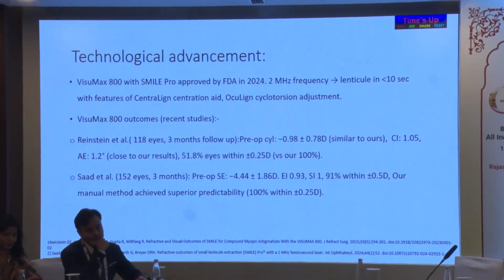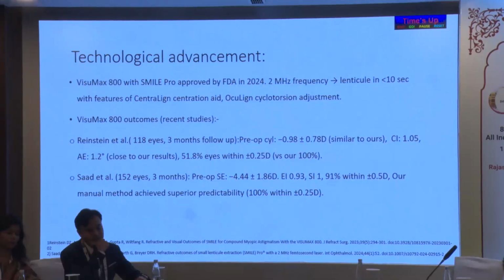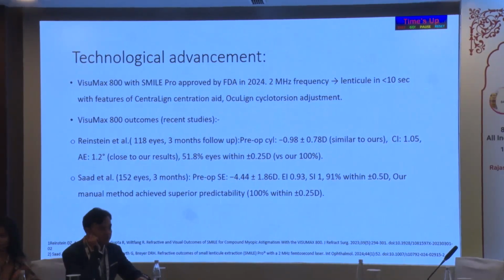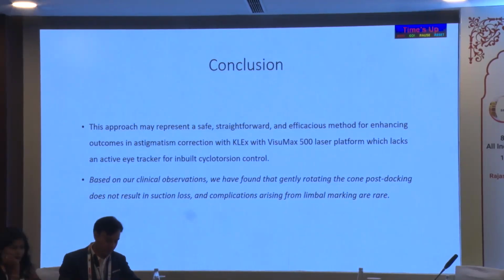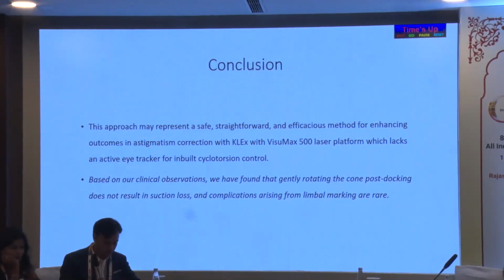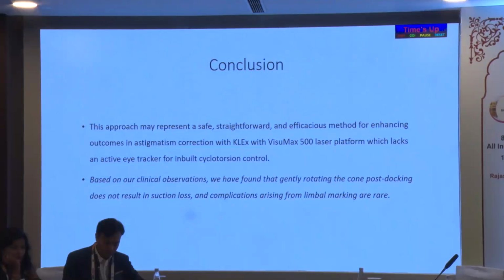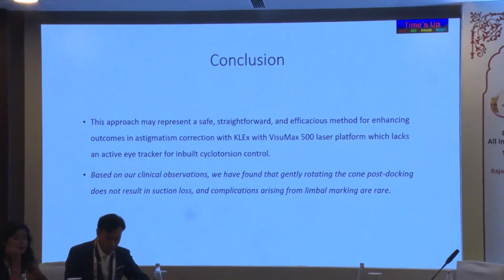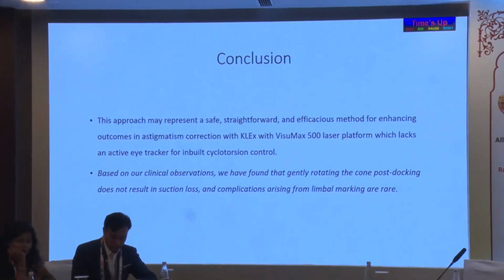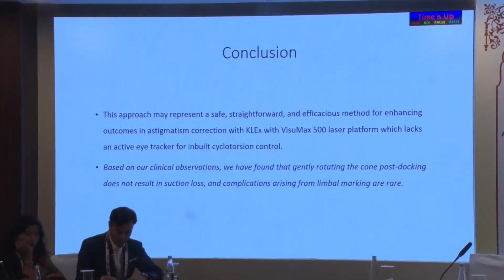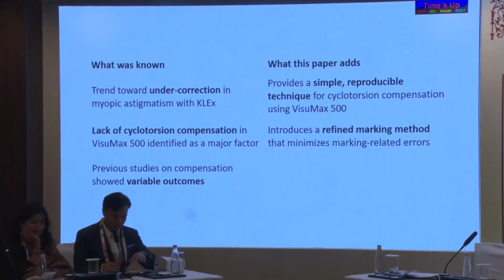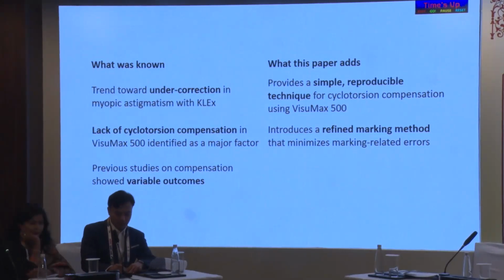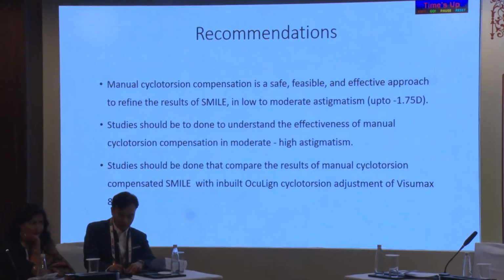Study by Saad et al. with 152 eyes in 3 months follow-up, preoperative spherical equivalent was minus 4.4 with 91% of eyes within plus minus 0.5 diopters. Conclusion: so this approach of manual cyclotorsion compensation is a straightforward method for enhancing the outcome of astigmatism correction with SMILE with the VisuMax 500 platform. We have also observed that gently rotating the cone post-docking does not result in suction loss. So it is a simple reproducible technique, and a refined marking method has been given by the study.